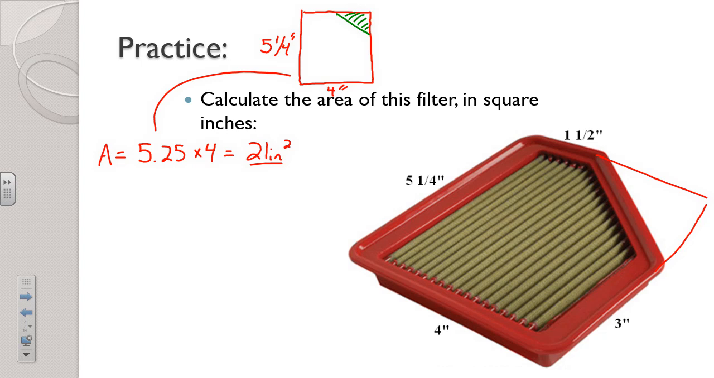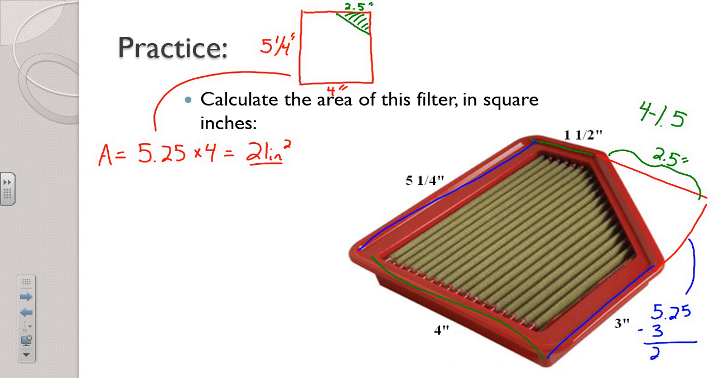and subtract it off. By subtraction, the top edge of this triangle that's missing must be the total width of 4 inches minus the 1.5 inches that's over there. So 4 minus 1.5 leaves us with 2.5 inches up here in the top right. Using the same kind of reasoning, this edge over here would be the 5 1/4 inch height of the filter minus the 3 inches on the right side, and 5 1/4 minus 3 leaves us with 2 1/4 inches for the height.